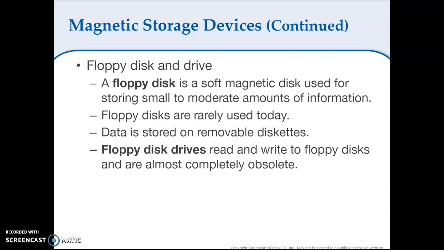Now with a floppy disk, this is one of those that has become somewhat obsolete. Floppy disk drives are no longer on PCs, but a floppy disk is a soft magnetic disk used for storing small or moderate amounts of information or data. Floppy disks are very rarely used today. Data is stored on removable diskettes or USB drives. Floppy disk drives read and write to floppy disks and are almost completely obsolete, but it is still a magnetic storage device.